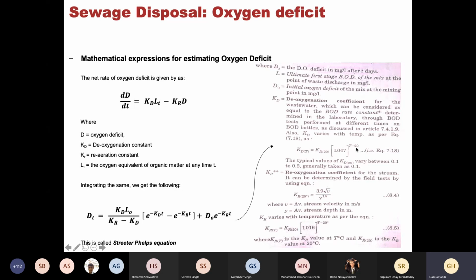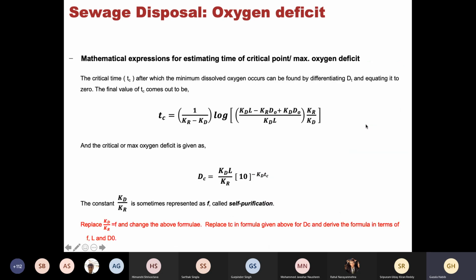Kd is the deoxygenation coefficient for the wastewater, and it depends upon T, the temperature. This is the formula for Kd at T, linked with Kd at 20 degrees centigrade. The typical value of Kd20 varies between 0.1 and 0.2, generally taken as 0.1. Kr is the reoxygenation coefficient, and Kr at 20 is given by this. The Kr at T is also given here, which can be used in case the temperature is different than 20 degrees centigrade.